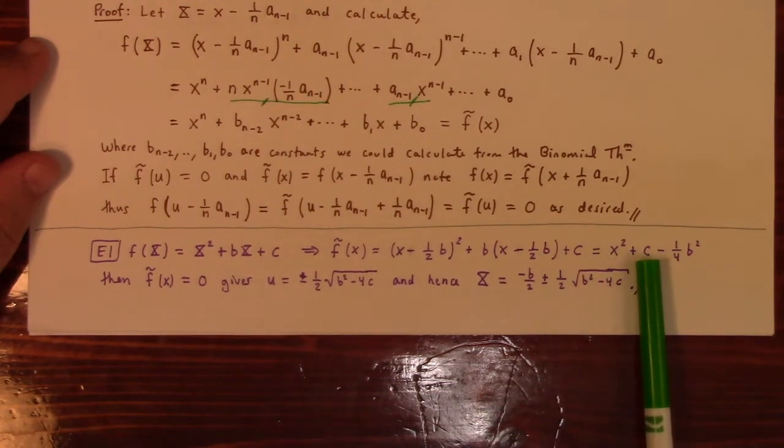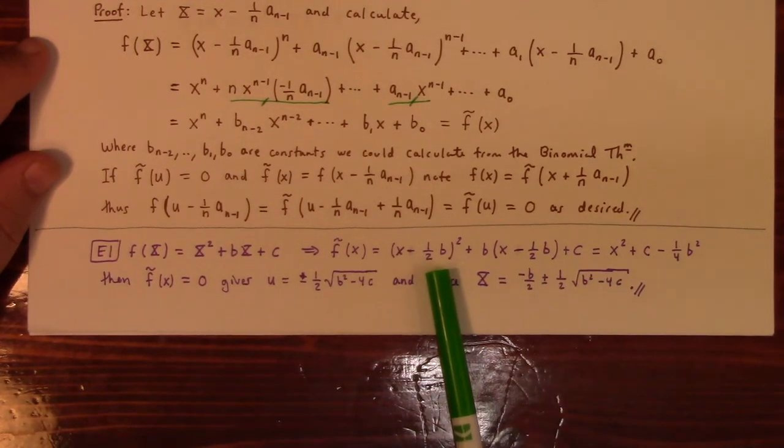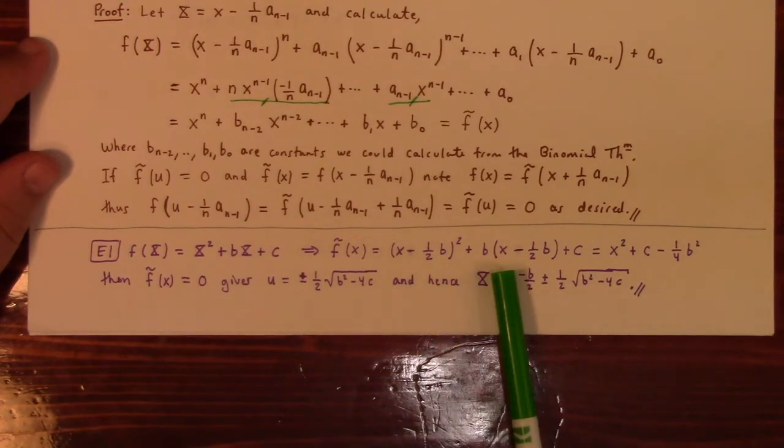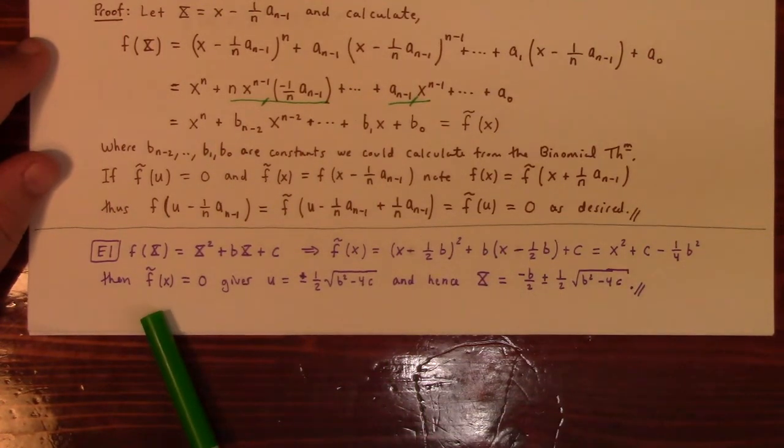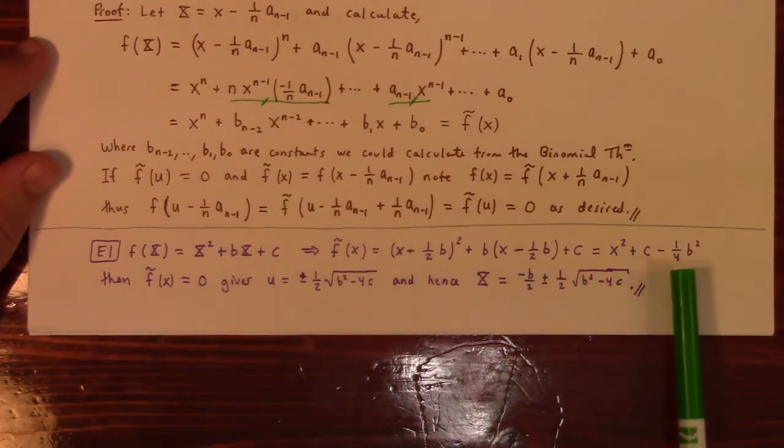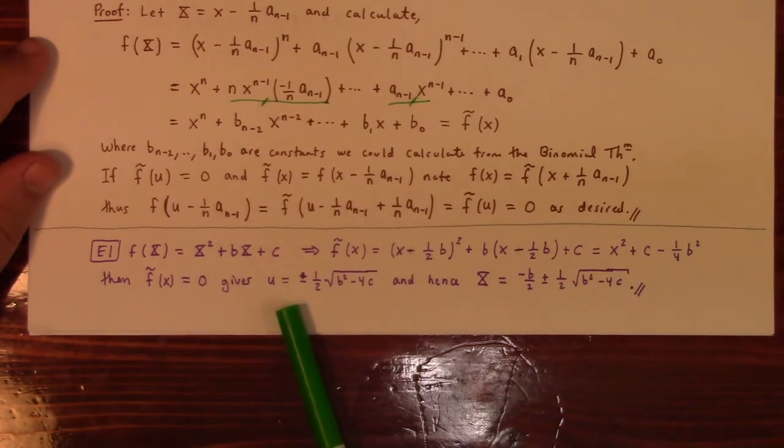This c is that c plus c, and then if you look at it, you get a plus 1/4 b squared from this, and you get a minus 1/2 b squared from that. So that gives you a net of minus 1/4 b squared. All right. So f tilde of x equal to 0. That's easy to solve because that just gives you u. If u is the solution, that gives you u equal to plus or minus 1/2 square root of b squared minus 4c. Oftentimes we wouldn't write u there, we'd just write little x, okay? But anyway, those are the solutions to the depressed quadratic.